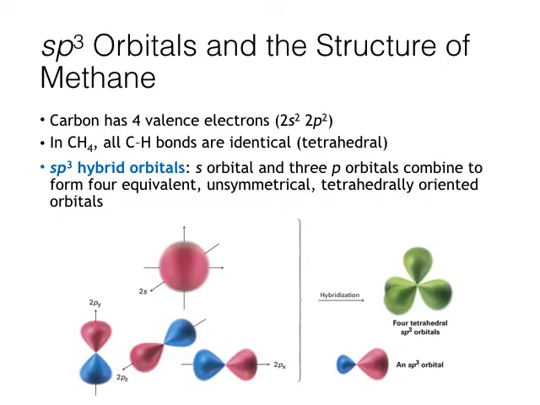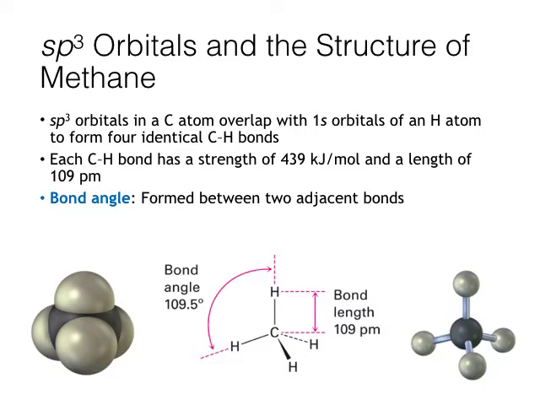So that explains now our hybridization. So now we know that there is an sp3 orbitals for the structure of methane. So we have an s orbital and three 2p orbitals. We have that hybridized and we get four equivalent sp3 orbitals. Okay? We also saw that the bond angle is 109.5 and the shape is a tetrahedral. Each CH bond has a strength of 439 kilojoules per mole and a length of 109 picometers.